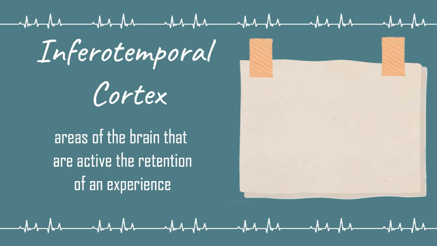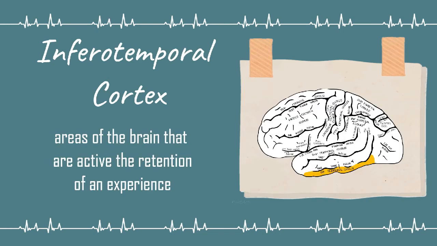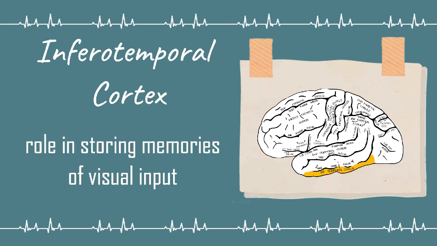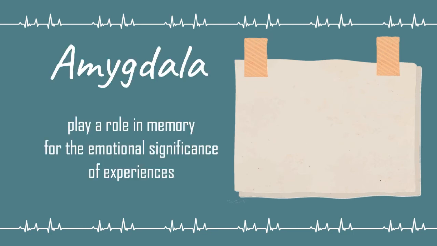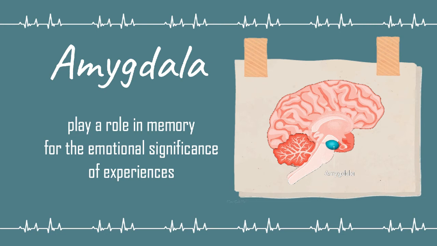Inferotemporal cortex. Areas of the brain that are active during retention of an experience tend to be the same ones activated during the original experience. In particular, attention has focused on the inferotemporal cortex, which is the cortex of the inferior temporal lobe. Researchers have argued that the inferior temporal cortex, in concert with adjacent perirhinal cortex, plays an important role in storing memories of visual input. Next is the amygdala. The amygdala is thought to play a special role in memory for the emotional significance of experience. The amygdala might be the reason why emotion-provoking events are remembered better than neutral events.